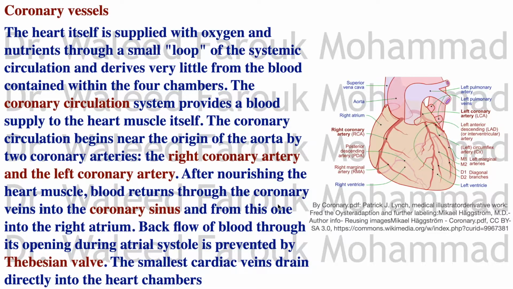And the coronary sinus empties into the right atrium. Backflow of blood through the opening of the coronary sinus during atrial systole is prevented by a valve called the Thebesian valve. And the smallest cardiac veins found all over the heart drain directly into the heart chambers, so it's not possible to have a cramp in the heart, for example, from accumulation of lactic acid, because of the extensive venous drainage.